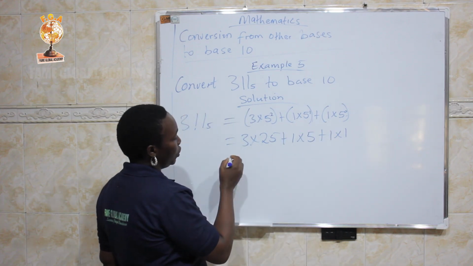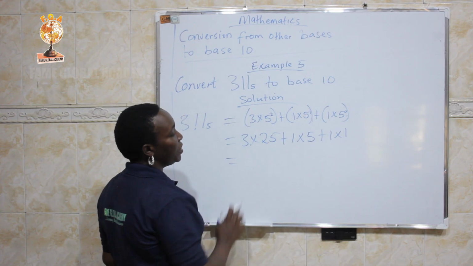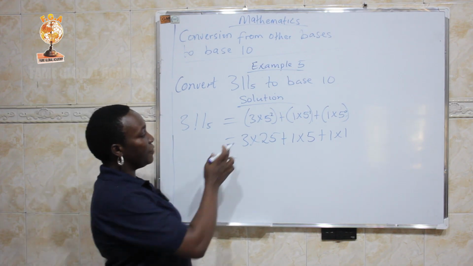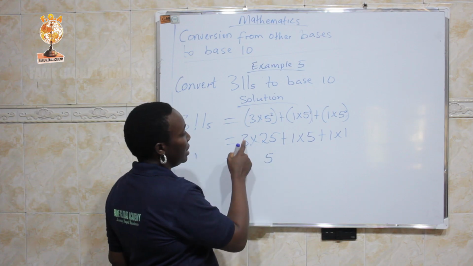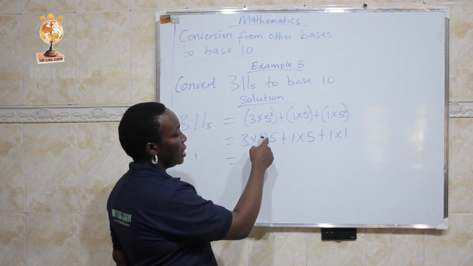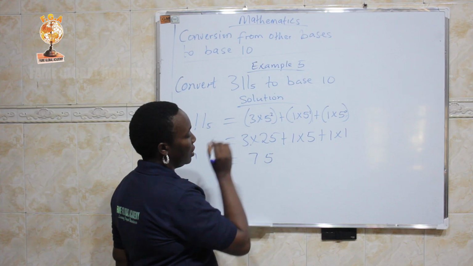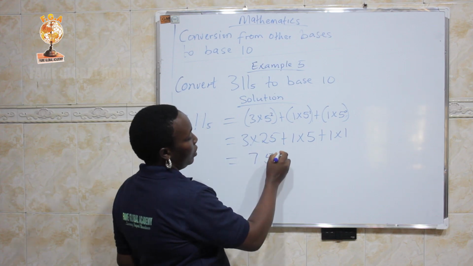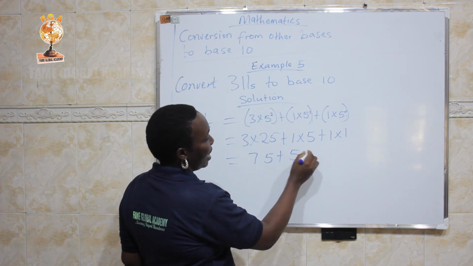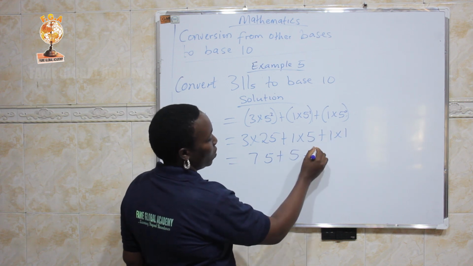Okay, so let's continue. So we have 3 times 25. 3 times 5 is 15, we write 5, carry what? 1. 3 times 2 is 6, plus the 1 will carry 7. So 3 times 25 is 75. Okay, plus 1 times 5 is 5, plus what? 1 times 1, 1.